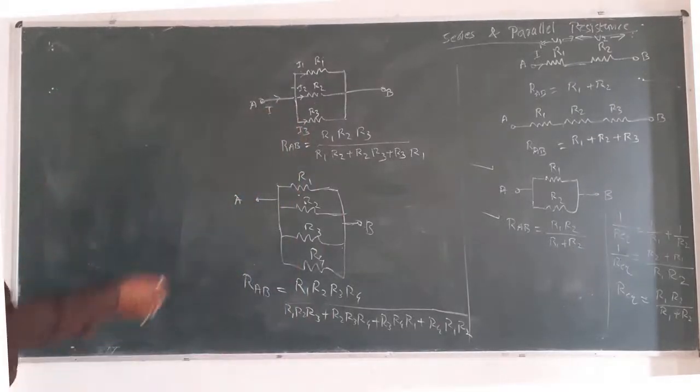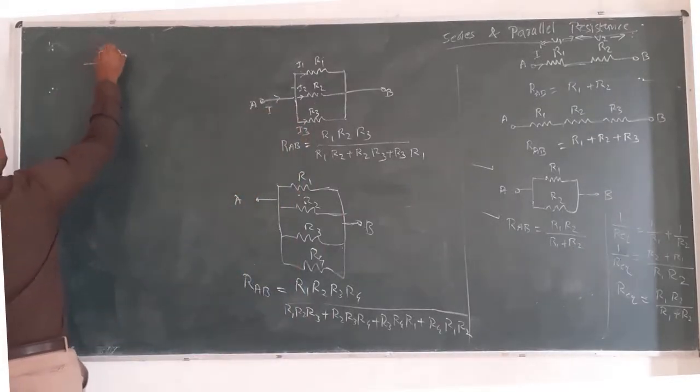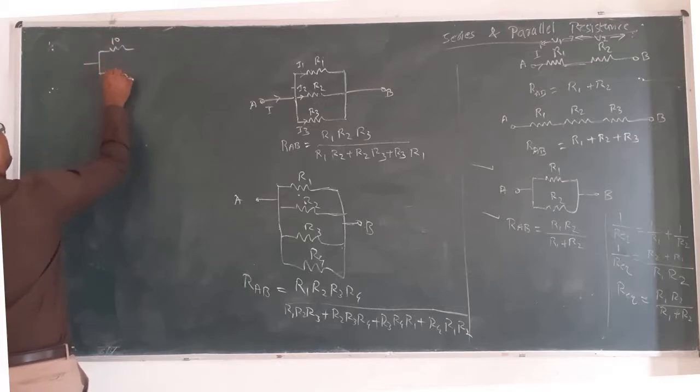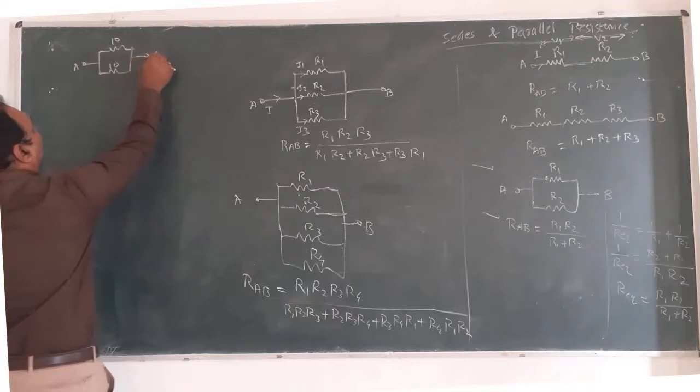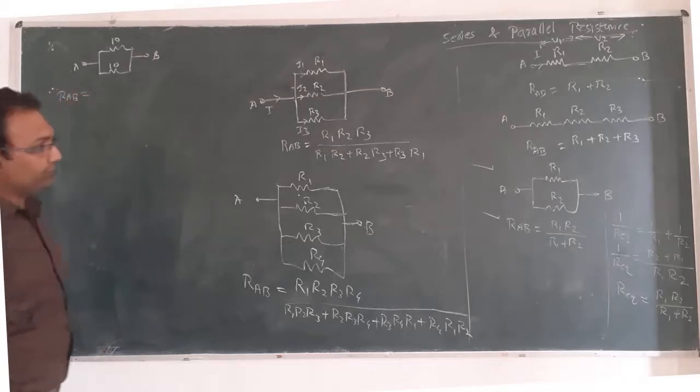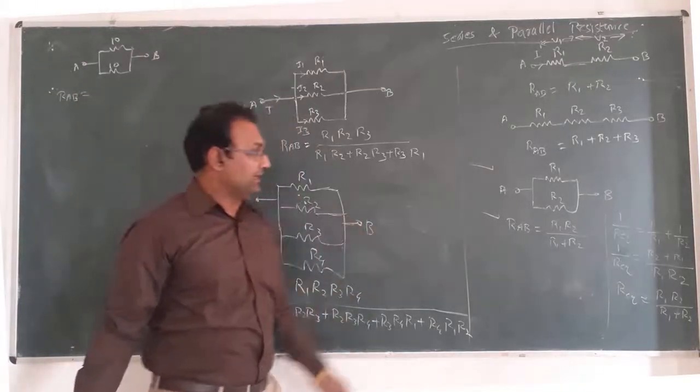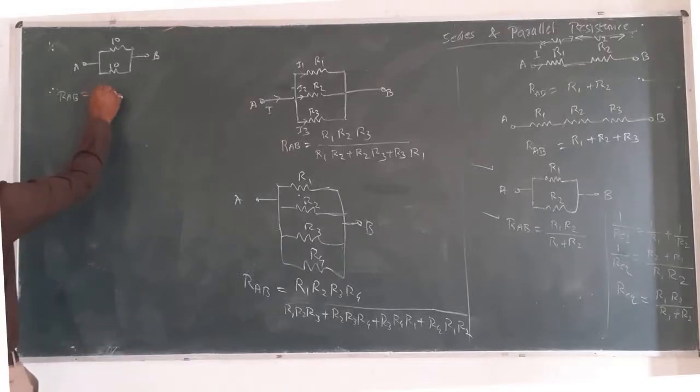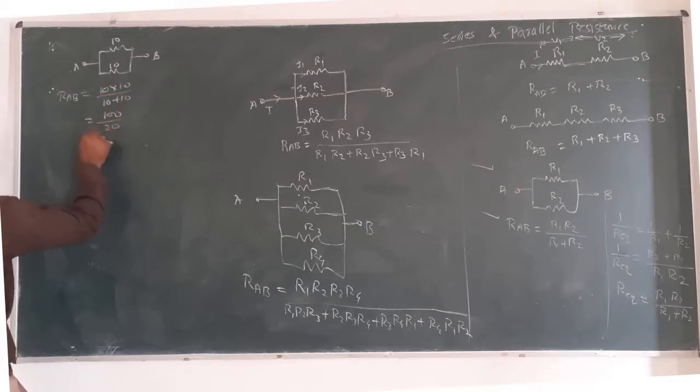If we consider a resistance of 10, and we have to calculate the equivalent resistance across the points AB. So what we have to do? We have to use the basic formula of this RAB, that is 10 into 10 divided by 10 plus 10. That comes out to be 100 divided by 20, that is 5 ohm. Fine? Okay. What's next?